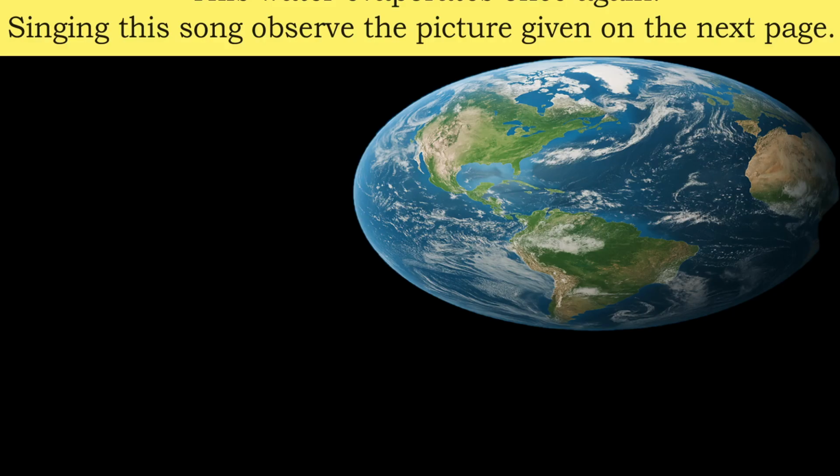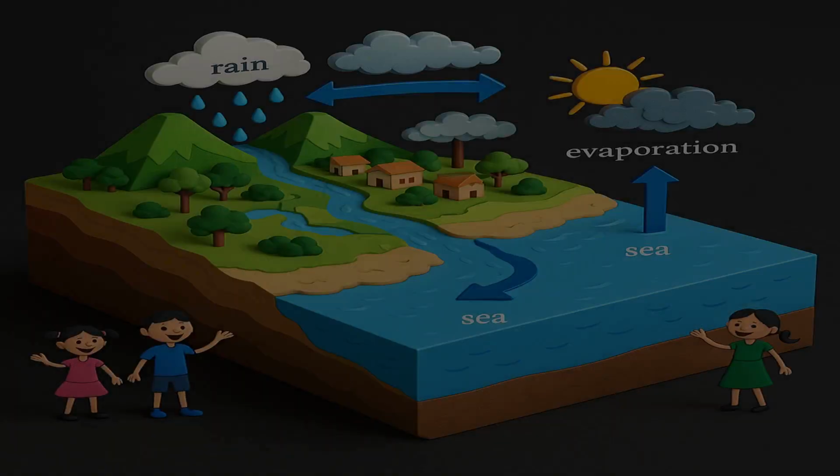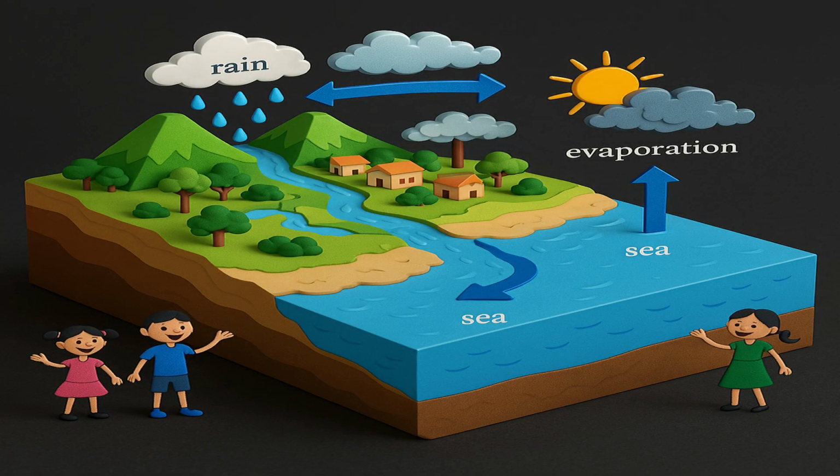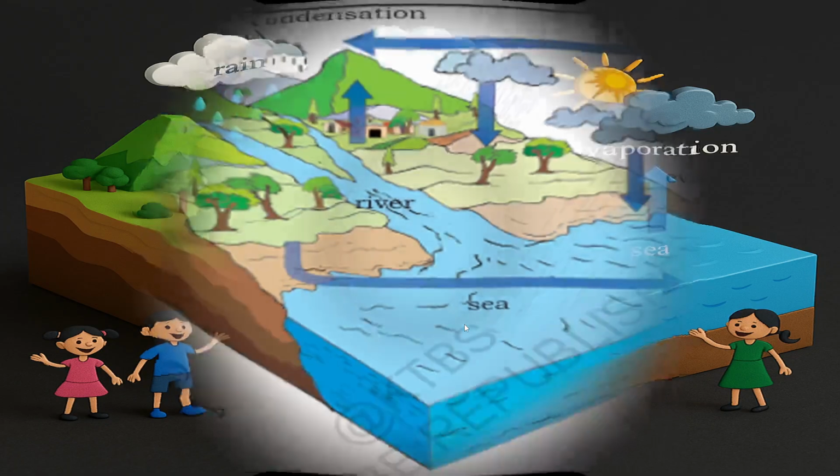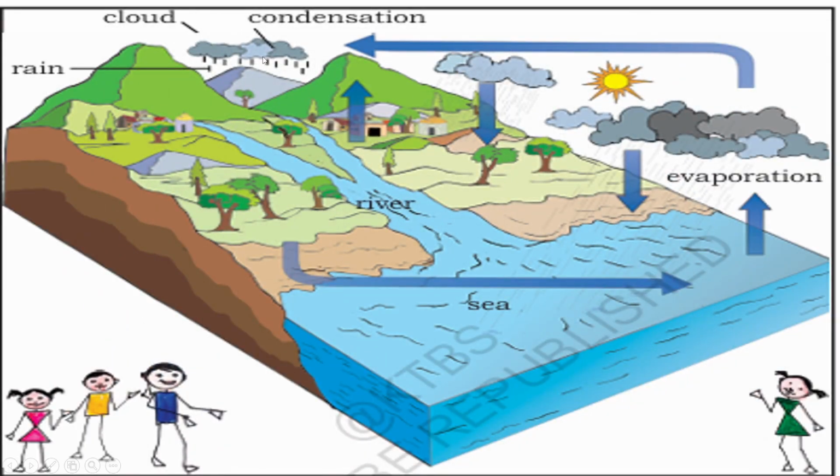Singing this song, observe the picture given on the next page. This song is about the water cycle and this picture is about the water cycle. See, here a cloud, when it cools down because of the condensation, it precipitates, means it rains. Then, in the form of the river, it flows, it joins the sea.